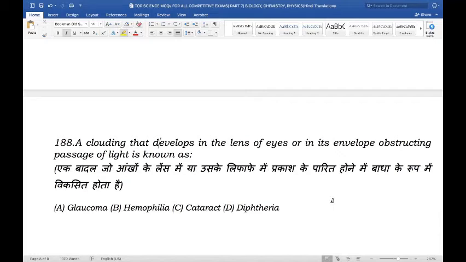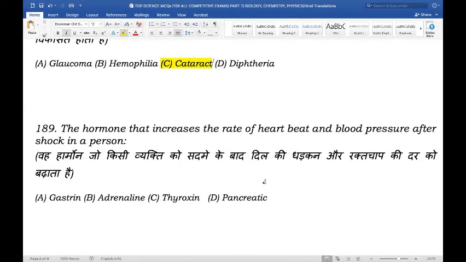A clouding that develops in the lens of the eyes or in its envelope, obstructing the passage of light, is known as, is it A, glaucoma, B, hemophilia, C, cataract, or D, diphtheria? So which of the following is a clouding that develops in the lens of the eyes? And the correct answer here is C, cataract. Cataract occurs with age or injury that changes the tissue makeup of the eye lens. Moving on to the next question.